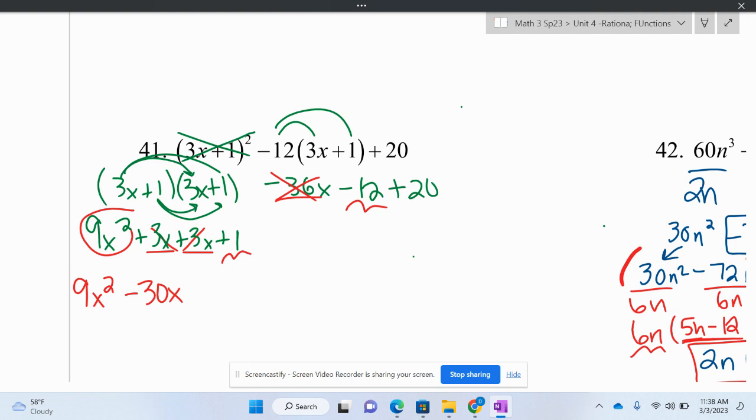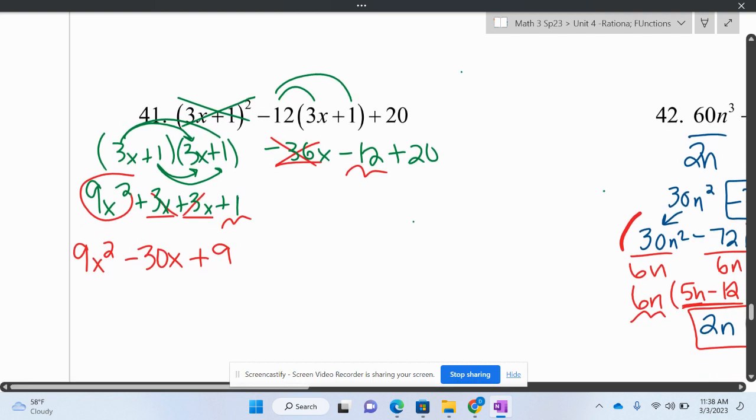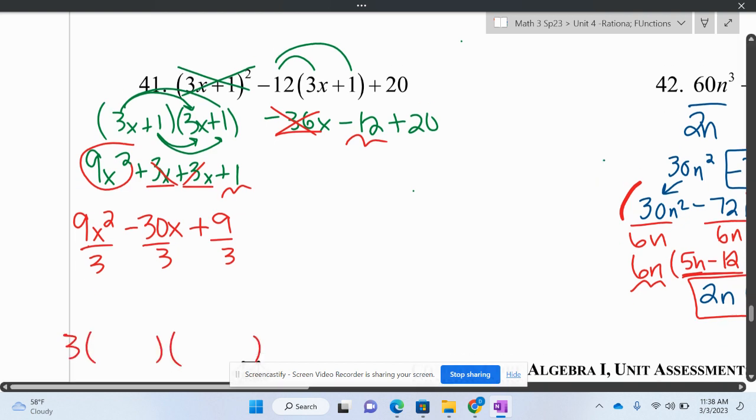Negative 11 plus 20 is positive 9. Okay. So is there a GCF in this? 3. Let's take a 3 out of everything. Divide by 3, divide by 3, divide by 3. So I'm going to pull that 3 out first. Otherwise, if I don't write it, I'll forget it. So that 3 is going to come out.